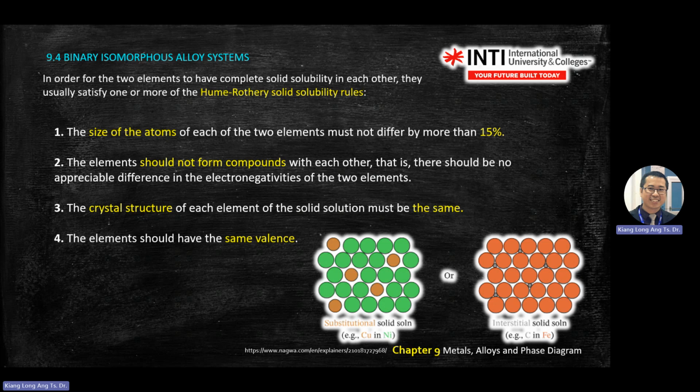Point number 2 is electronegativity. No appreciable difference in electronegativity between the two elements. Electronegativity means the tendency to become negative. This one, same valence, is the number of electrons outside the orbits will be the same.